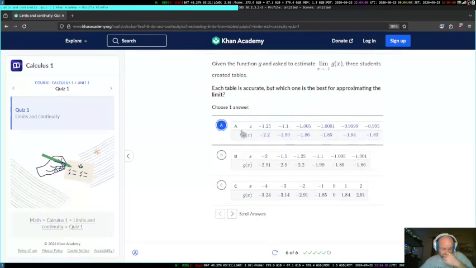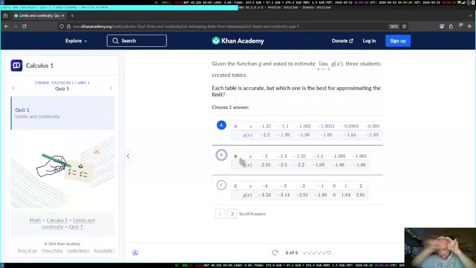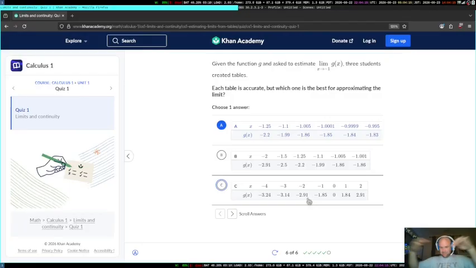My reasoning for this: answer B is only looking at the limit from one direction, and this one is looking too macroscopically. So a limit is a very microscopic concept. I'm not going to get into the full definition of a limit right now.